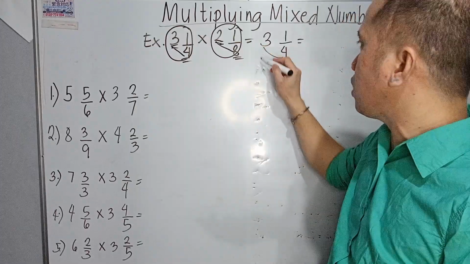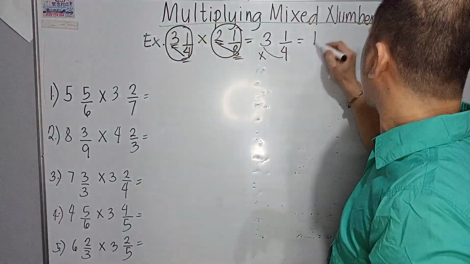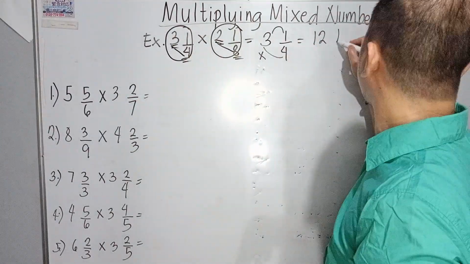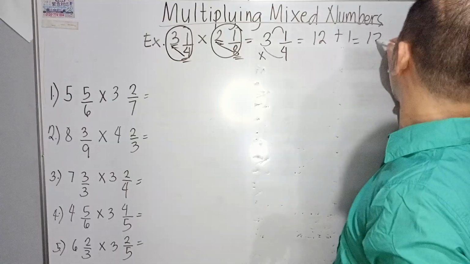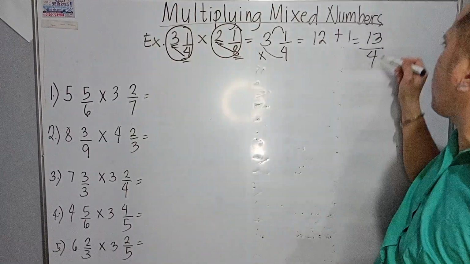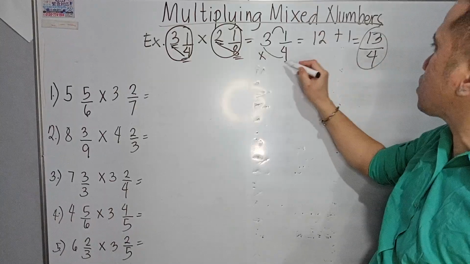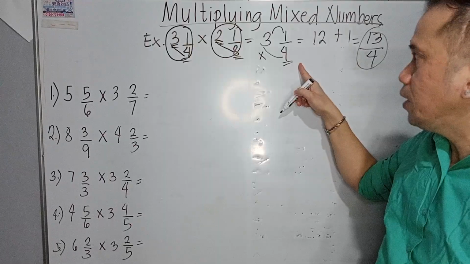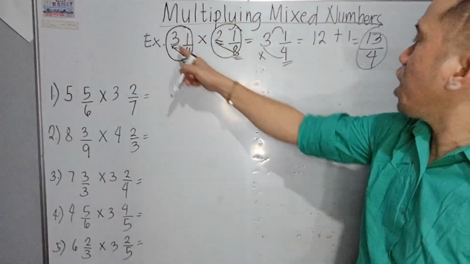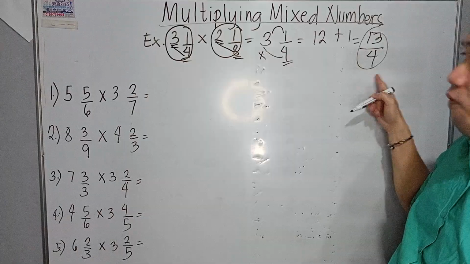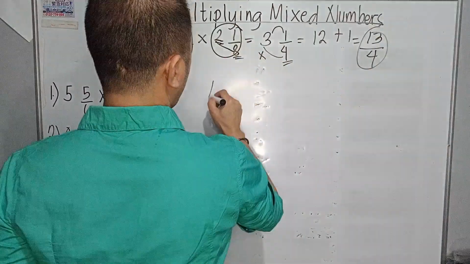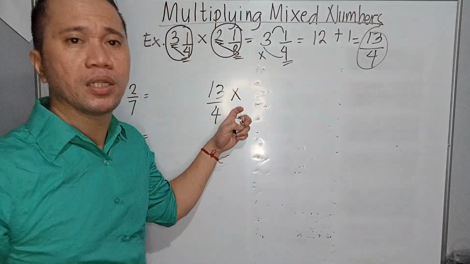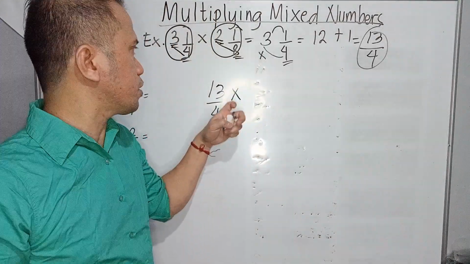So 4 times 3, this is multiplication guys. So the answer is 12, plus the numerator, which is 1. The answer is 13. And where did I get 4? 4 is from here, the denominator of the first fraction. The answer for 3 and 1/4 is 13/4. So we're going to write it here, 13/4. Then don't forget to write the multiplication symbol.